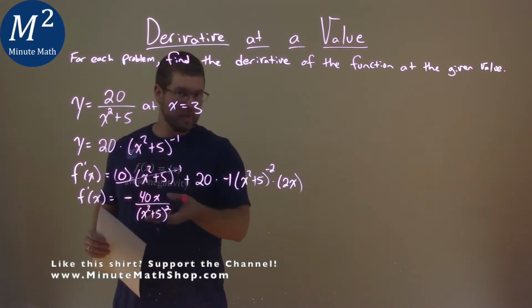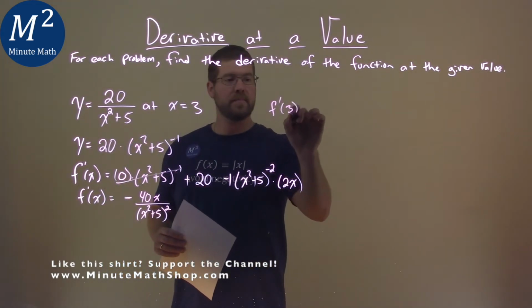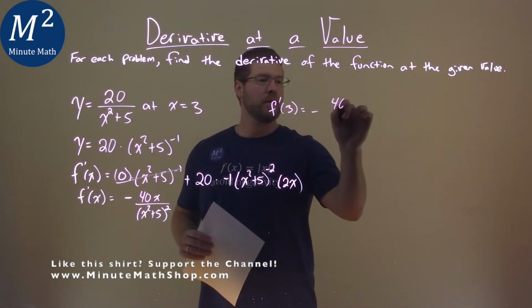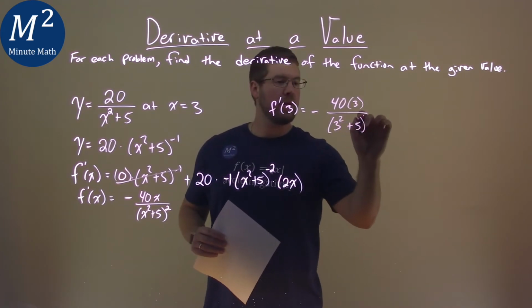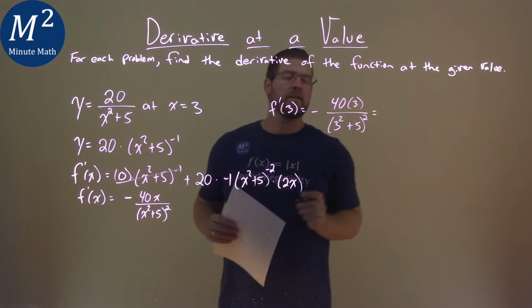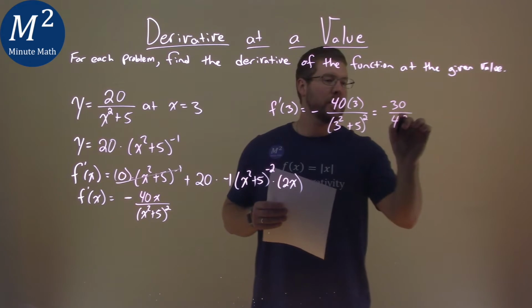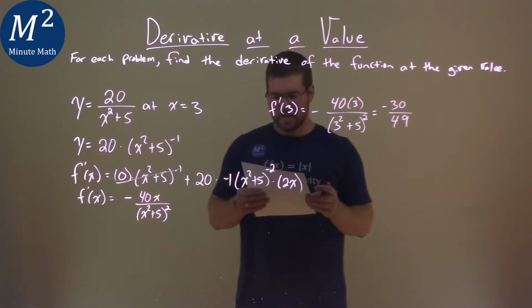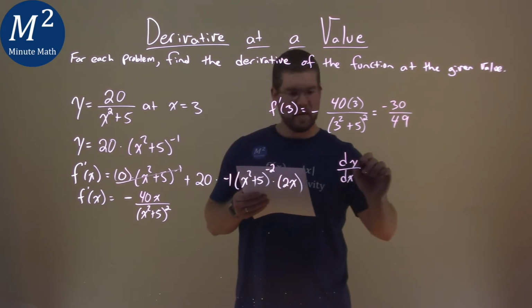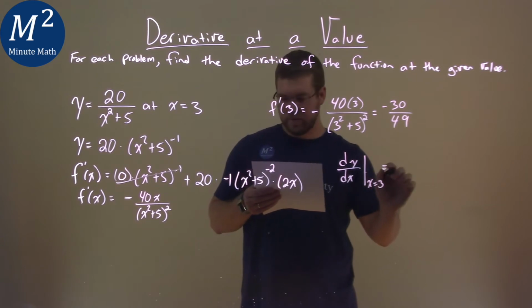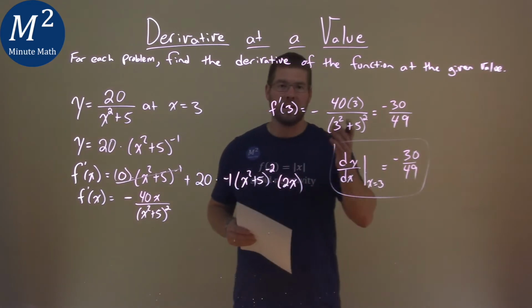So now with our derivative, we can find what happens at x equals 3. Let's find f prime of 3 by plugging that in for x. We have negative 40 times 3 over 3 squared plus 5, all squared. This simplifies to negative 30 over 49. So if we want to write this as a final statement, we would say dy/dx, or when x is equal to 3, is equal to negative 30 over 49, and that is our final answer.